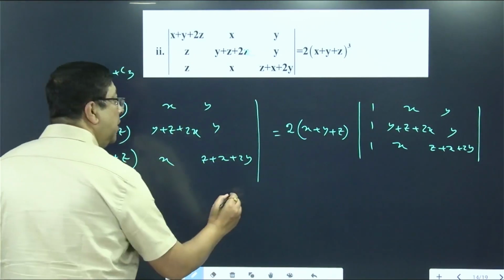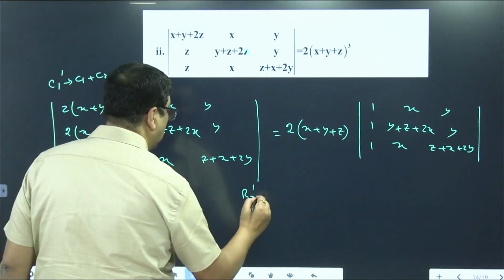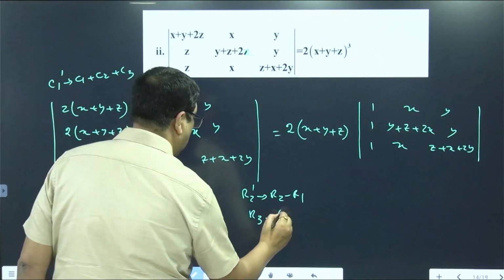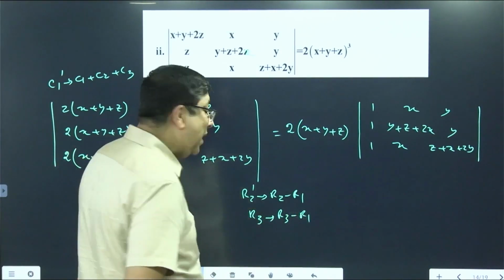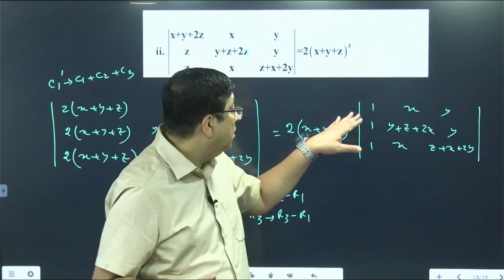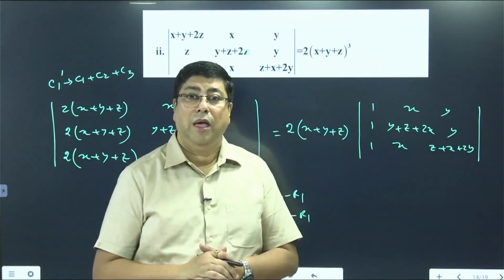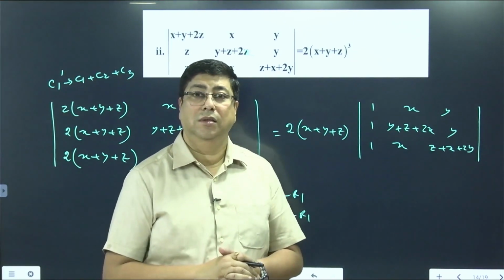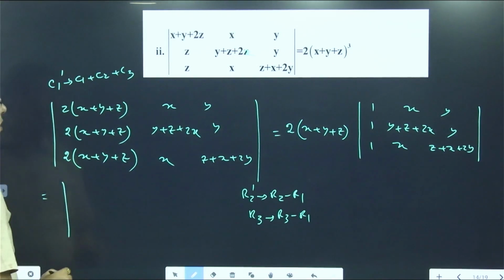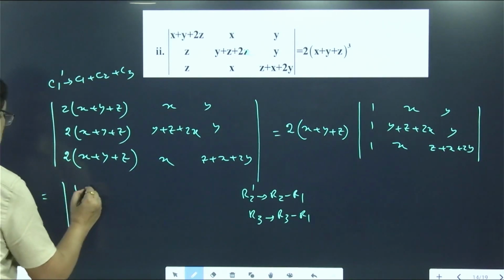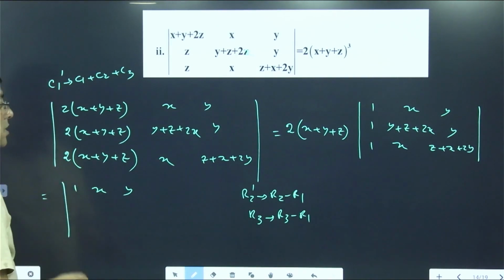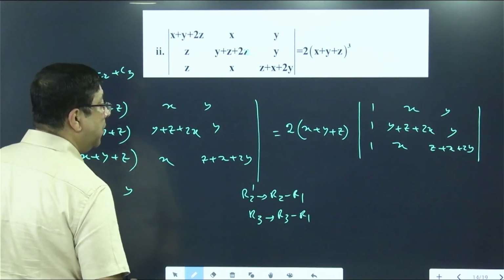So, the operation will be R2 minus R1 on R2, and R3 minus R1 on R3. Let us keep R1 as it is, because continuously we are changing R1. Let us see, if we do not change R1, what will be the problem?